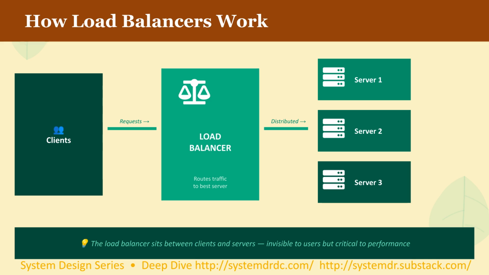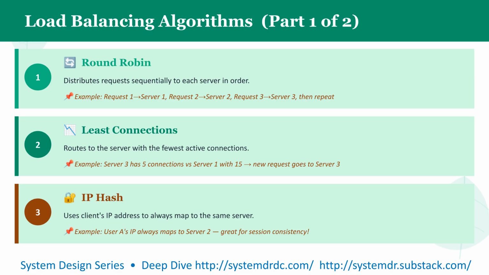They receive incoming client requests and use various algorithms to route traffic to the most appropriate backend server, effectively distributing the load. Let's look at the first 3 load balancing algorithms. Round robin distributes requests sequentially in order. Least connections routes to the server with the fewest active connections. IP hash uses the client's IP address to ensure consistency by always mapping to the same server.